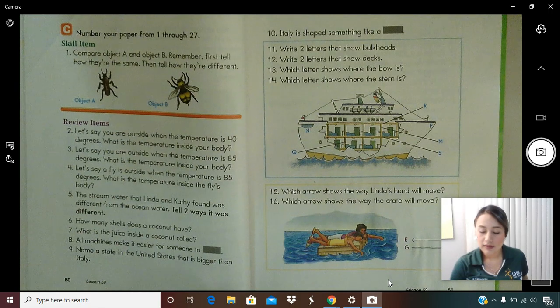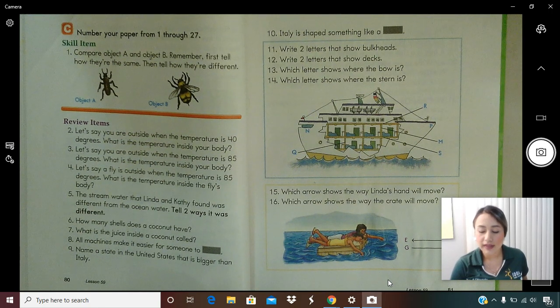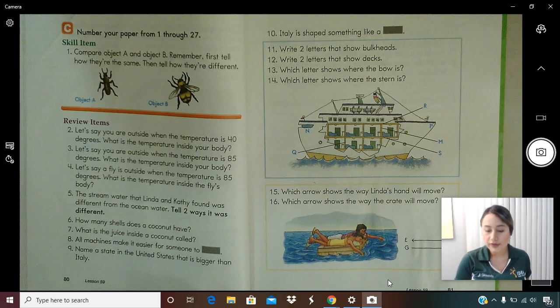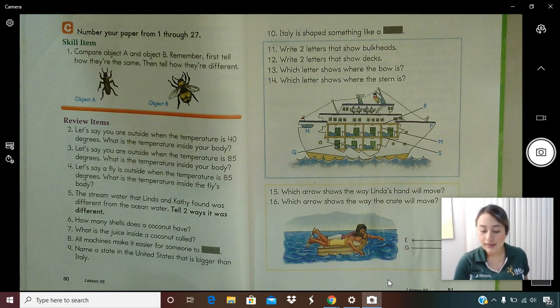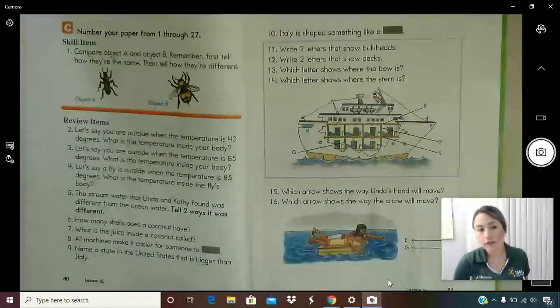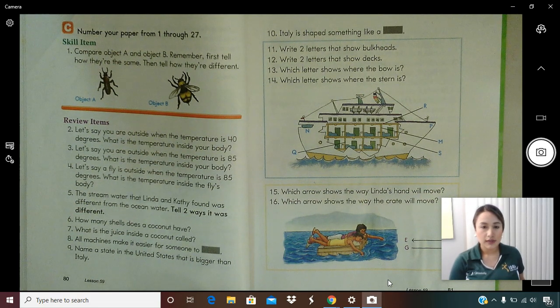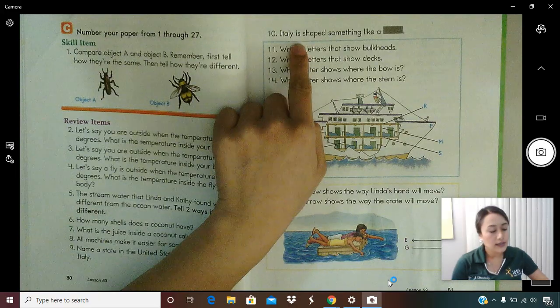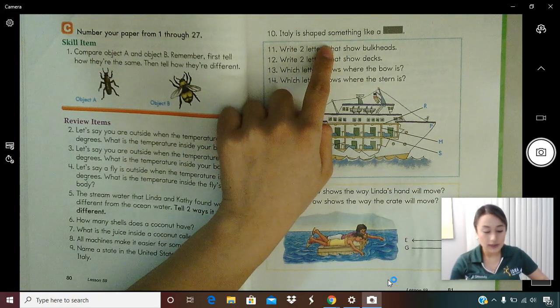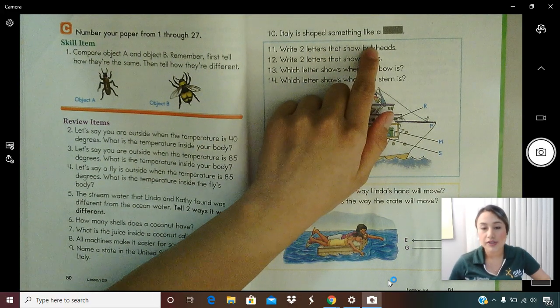Number 9. Name a state in the United States that is bigger than Italy. If you have any of the following, your answer is correct. It could be Alaska, Texas, or California. Number 10. Italy is shaped something like a? Your answer is boot.